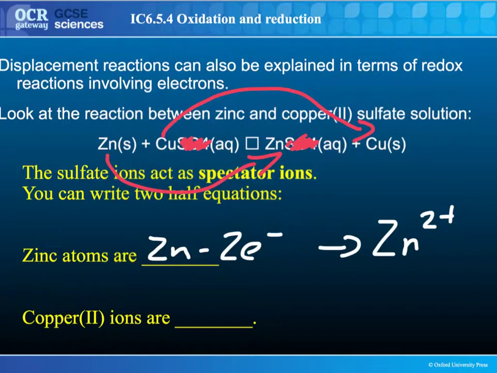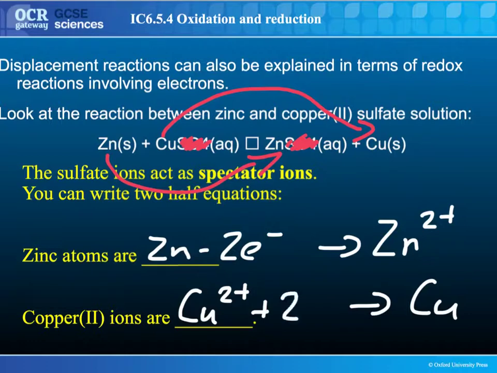The reverse takes place in the copper reaction. We're starting with Cu2+, and we're ending with copper metal. So if we start with Cu2+ and end with copper metal, we're going to need to gain some electrons. We're going to need to gain 2 of them. So that's the half equation for the formation of copper from the copper ions.